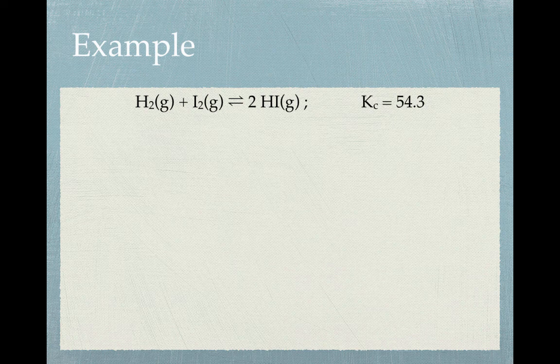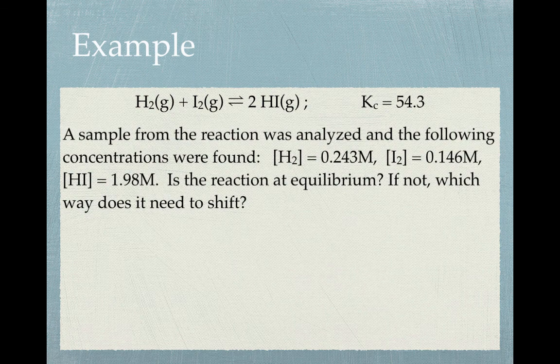Let's look at an example using our H2, I2, and HI system there. So we have a Kc value for this reaction at 54.3. It's something that we would look up. And so we have this reaction taking place. We took a sample from this reaction and analyzed it, and we found the following concentrations. So what we want to know is, is the reaction at equilibrium? And if it's not at equilibrium, which way does it need to shift to reach equilibrium? Or you could say, which way does it still need to proceed to get to equilibrium?